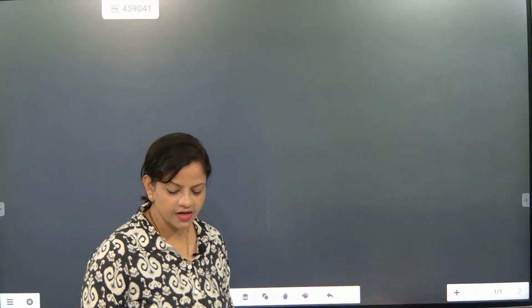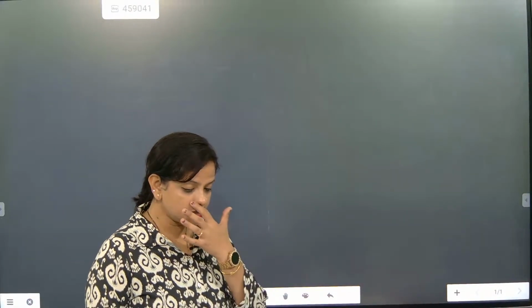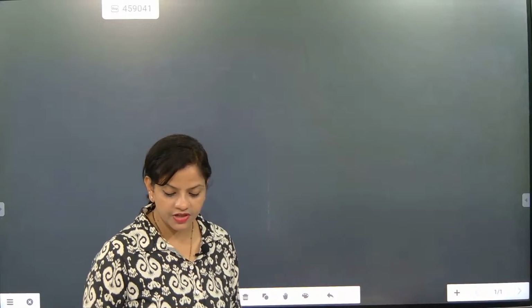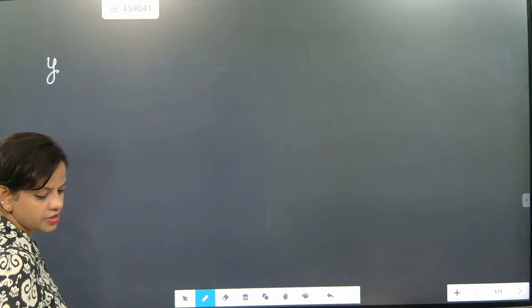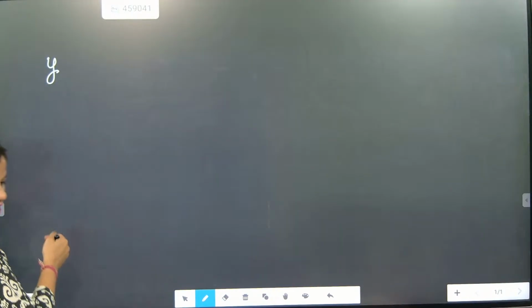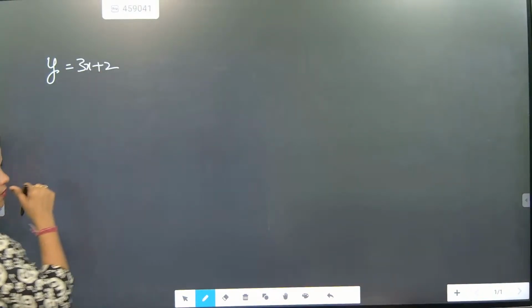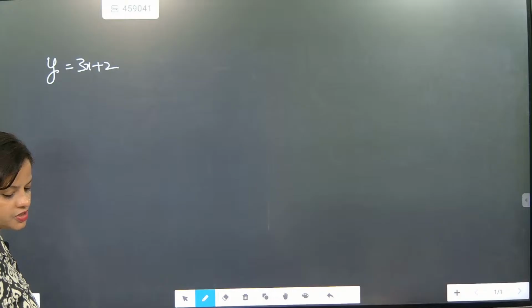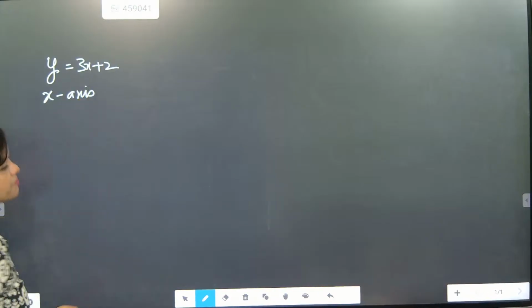The next question is because most of the students they are asking that will this type questions will come in examination or not. So this is NCERT question. First we are acquainted with NCERT question. Find the area of the region bounded by the line y is equal to 3x plus 2, X axis. This is first I am teaching basics.